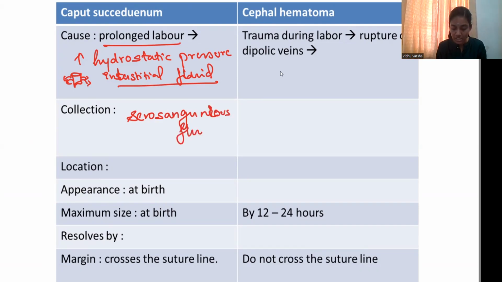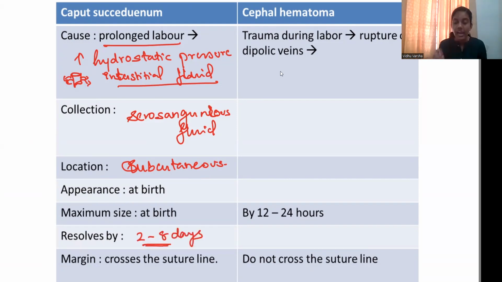What is the location of the caput? It is always in the subcutaneous plane. Next, its appearance is present at birth and the maximum size is also present at birth. It resolves by around 2 to 8 days, and you can remember it by 2 to 8 days. It crosses the suture line. Why are we saying it crosses the suture line?